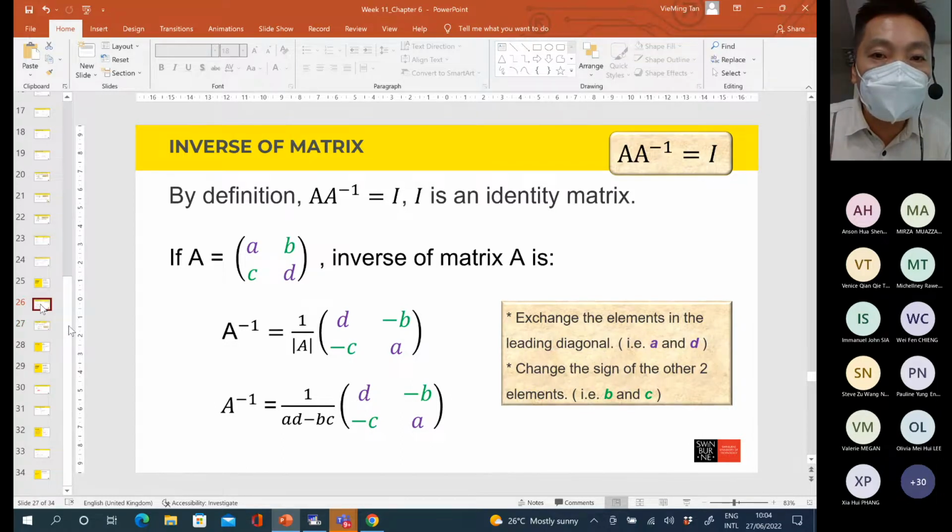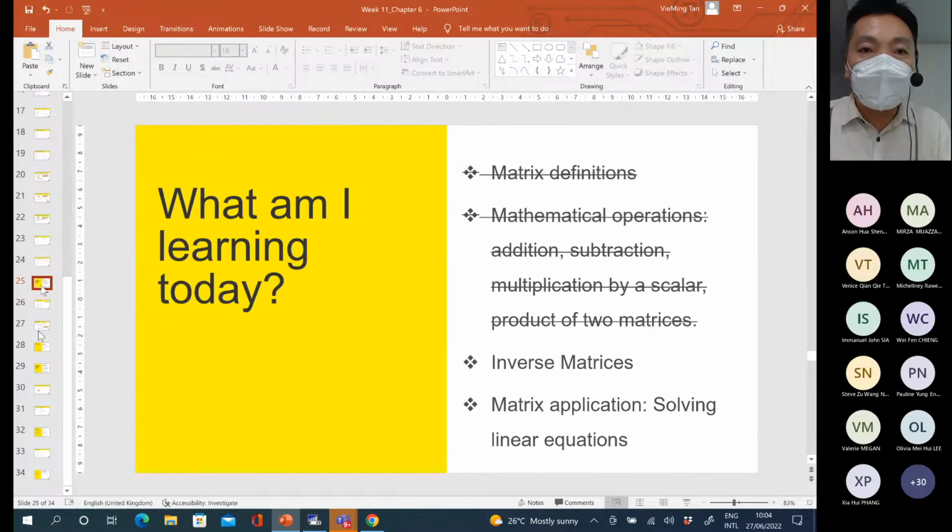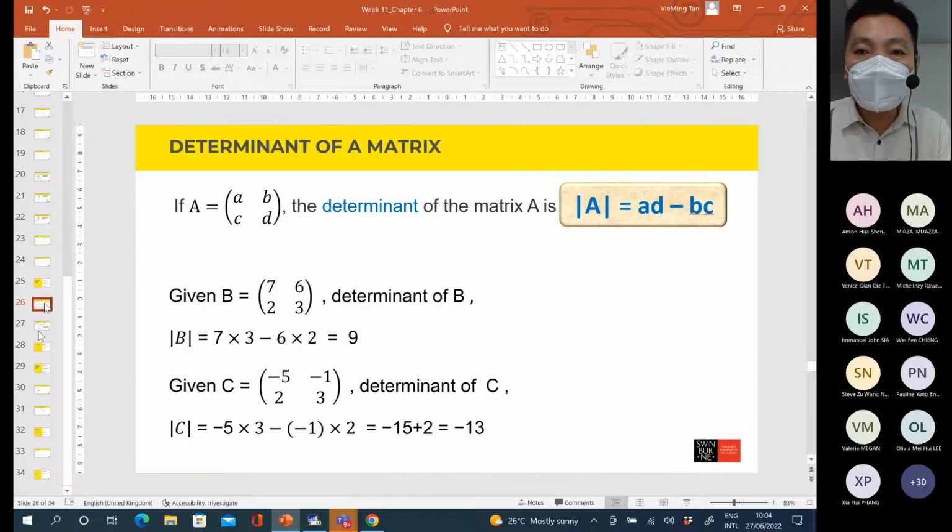So before that, let's try to do some exercise first. How to get the determinant, which is this symbol? How to get this one? Let us try first. We go to the next slide. So if A is equal to A, B, C, D, and you want to get the determinant of matrix A, we use this symbol. So what's the formula to get the determinant of matrix A?